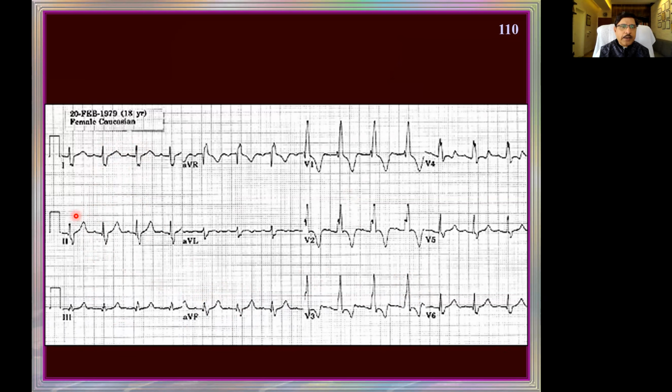Is there any right atrial enlargement? I don't see any right atrial enlargement, no P pulmonale. Is there any left atrial enlargement? That also I can't see because the P waves are not really changing. Is there any right ventricular hypertrophy? To say right ventricular hypertrophy, I require right axis deviation, which is not there, and right ventricular hypertrophy will be associated with a tall R wave and a deep S wave, which is not there.